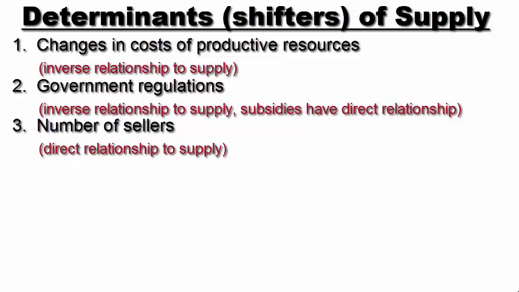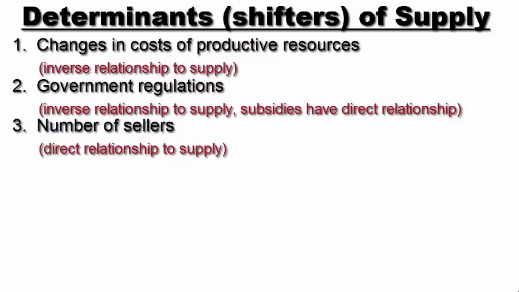Number 3, the number of sellers. This one is pretty straightforward. 5 stores selling milk, for example, will put a higher quantity on the market than 1 store selling milk. The more farmers producing peanuts there are, the more peanuts there are likely to be. The number of sellers is directly related to supply.